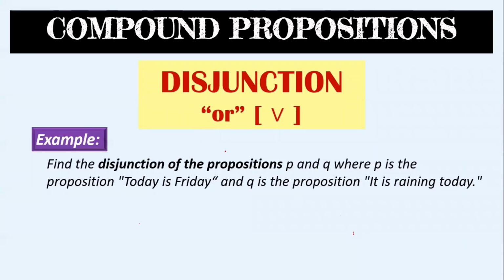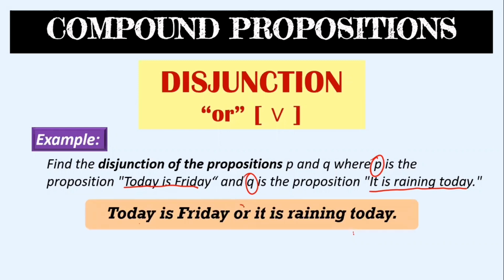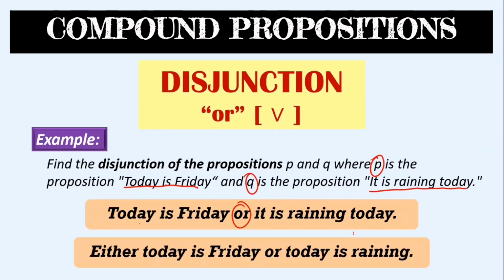Example: find the disjunction of the propositions P and Q. P: today is Friday. Q: it is raining today. We just connect them using the logical operator, or logical connective. So we have: today is Friday or it is raining today. We can also use "either...or": either today is Friday or it is raining today.